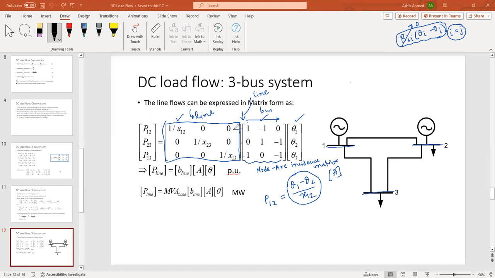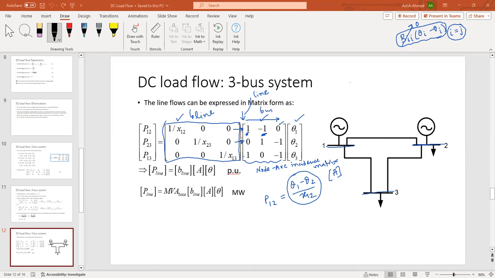So line 1, this is line 1, remember. For line 1, we have 2 buses connected. Sending end bus is bus number 1, so it will carry a +1 entry. Receiving end bus number 2 will carry a -1 entry. Bus number 3 is not connected with line 1 in any way, so that will carry a 0 entry.